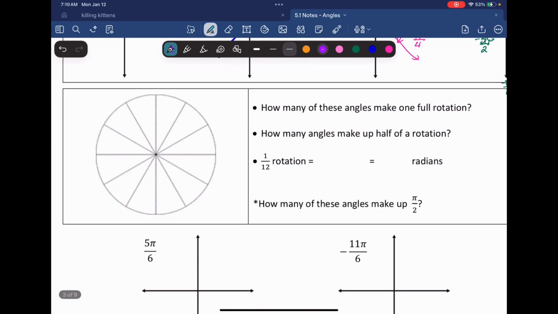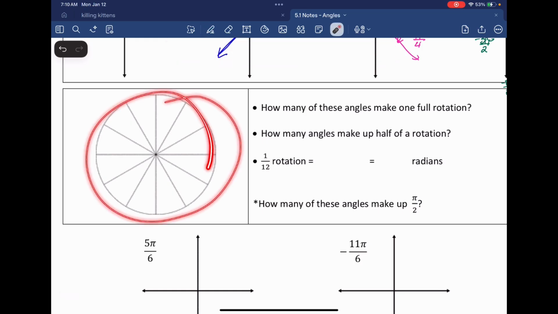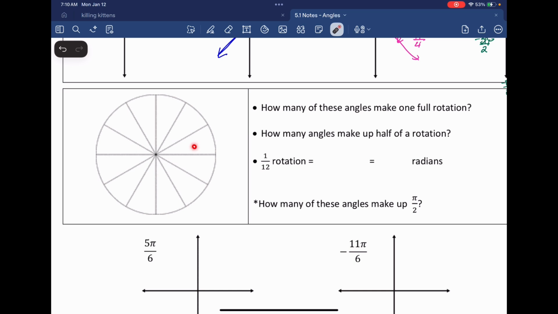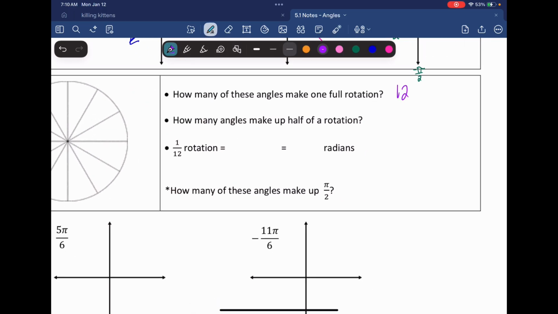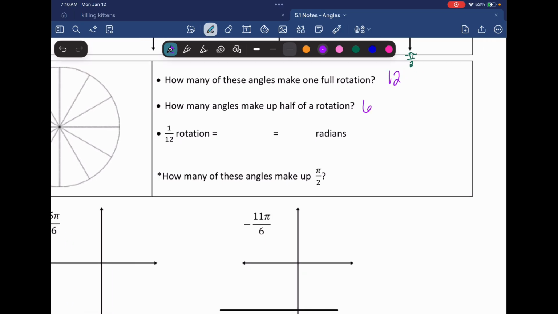Now we're going even smaller. So I have a bunch of pieces here, and how many of them make up that full rotation? All right, 1, 2, 3, 4, 5, 6, 7, 8, 9, 10, 11, 12. So it takes 12 for a full rotation. For a half a rotation, that means it's a 6.